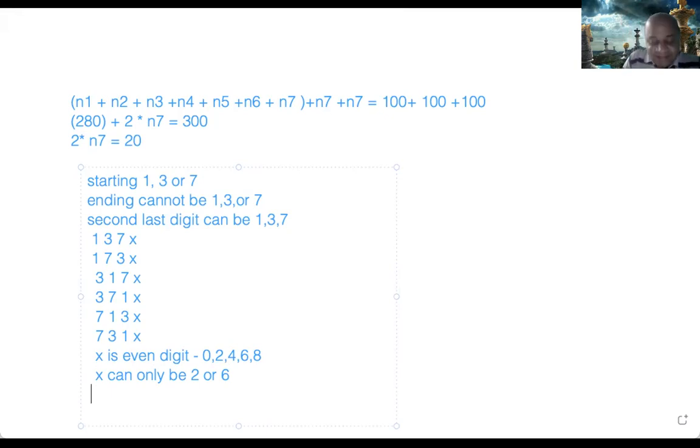Now we apply this logic. Now we are saying that they have given another number: whatever the number is, reverse it and subtract it from itself, then you get the number.